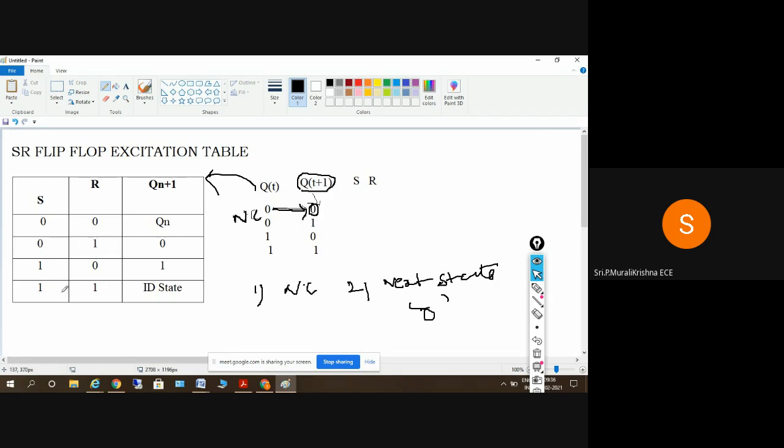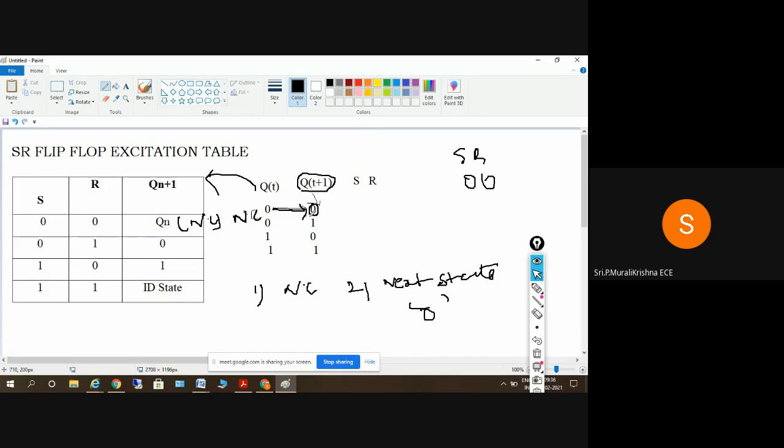So where are the no change states? The no change state is only this value. When S and R values are 0 0, we get a no change state. Yes or no? Q and q of n, there is no change state, right? Yes, sir. So S and R are equal to 0 0, that is the first case. When S and R are 0 0, I'll get a no change state, so 0 to 0 is nothing but a no change state.